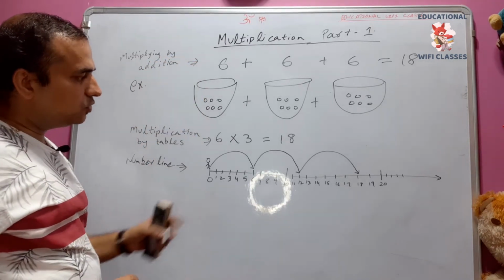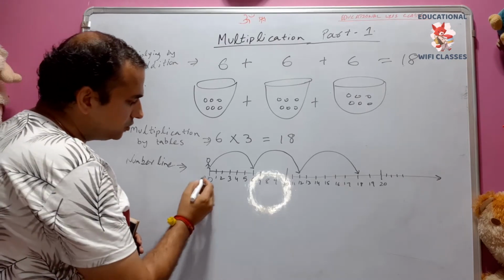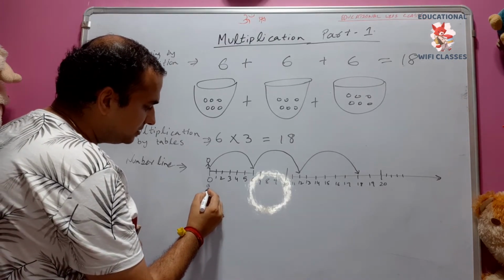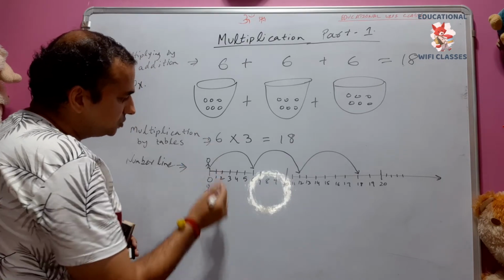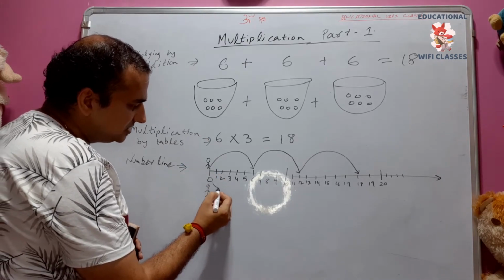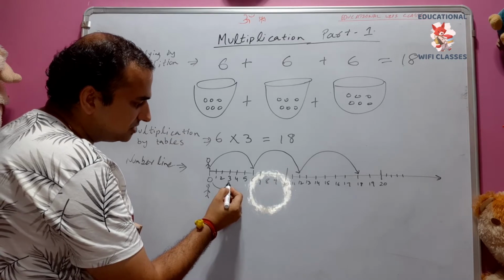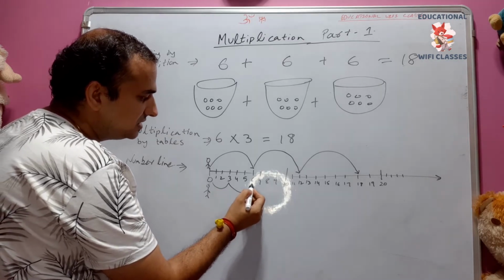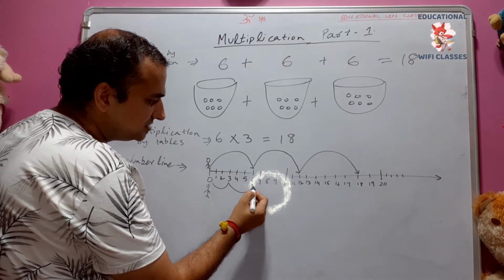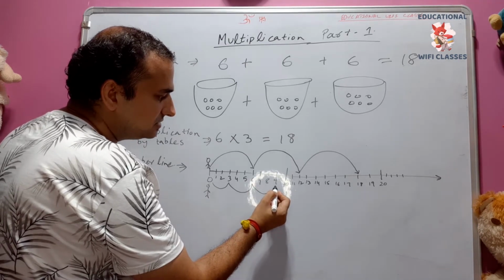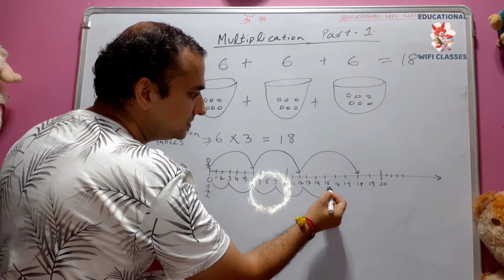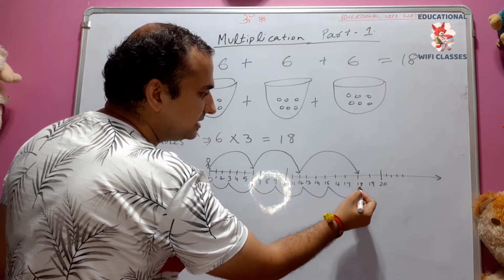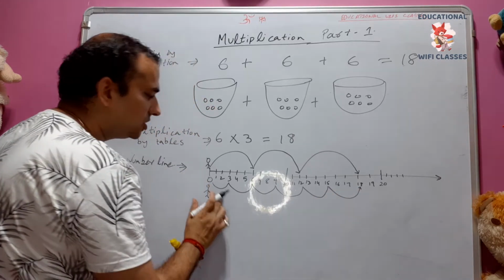In this one we can do it another way around. You can jump 3 steps at a time. Suppose you are standing over here, first you jumped 3 steps, then again you jumped 3 steps, so 3 plus 3 is 6. Then again you jumped 3 steps is 9. Then again 3 steps is 12. Then 3 more steps is 15. Then another 3 steps is 18. So this is how you reach 18.